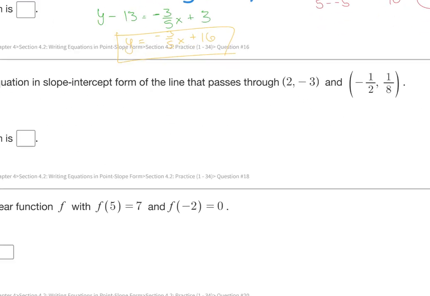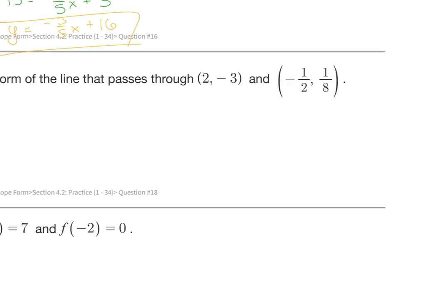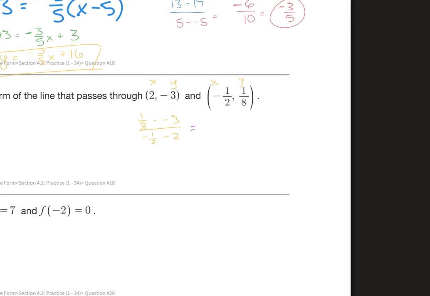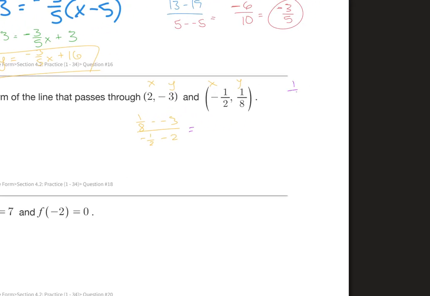Write an equation in slope-intercept form. Well, first, slope. We have 1/8 minus negative 3 over negative 1/2 minus 2. Hey, what's up with these fractions, man? All right, well, let me jump out here. 1/8 plus 3. Well, I guess that's not that bad. That's 3 1/8 over negative 2 1/2.